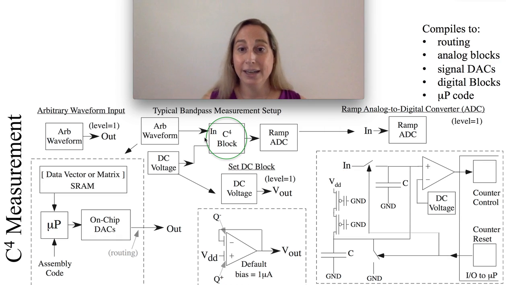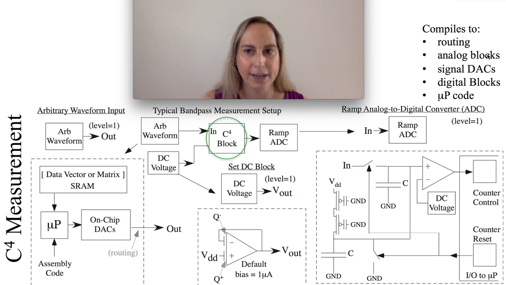I bring this up because it's really important to notice how much abstraction is going on in what seems like a very simple bandpass filter measurement. Notice that things are being compiled: routing, analog blocks, signal DACs, digital blocks, microprocessor code, in what looks like a very nice, innocuous little block. And it's amazing that you can do this. For those who say, well, analog is not abstractable, I would tend to disagree. I think that we have a great opportunity in most of these cases.